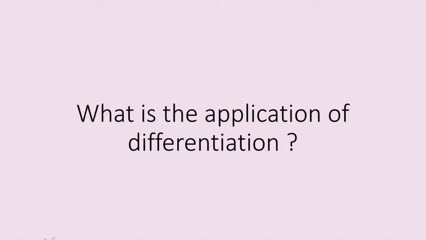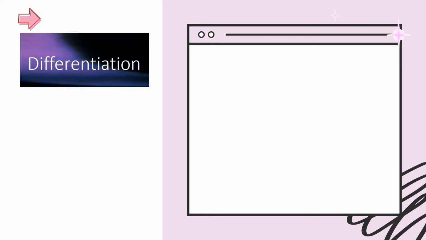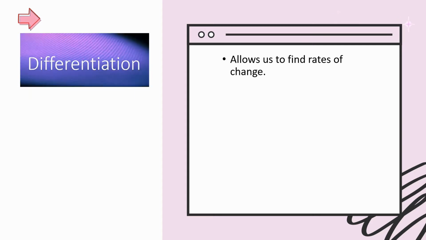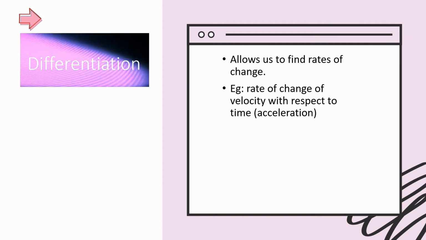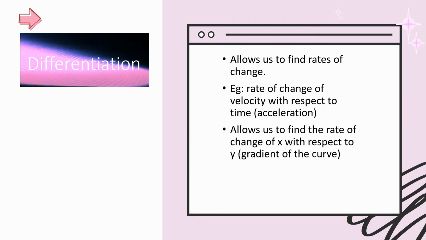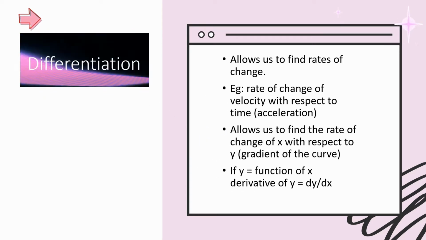What is the application of differentiation? Differentiation allows us to find the rate of change. For example, it allows us to find the rate of change of velocity with respect to time, which is also known as acceleration. It allows us to find the rate of change of x with respect to y, which on a graph of y against x is the gradient of the curve. There are a number of simple rules which can be used to allow us to differentiate many functions easily.